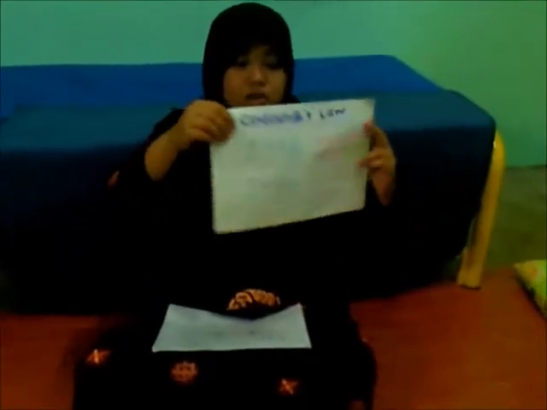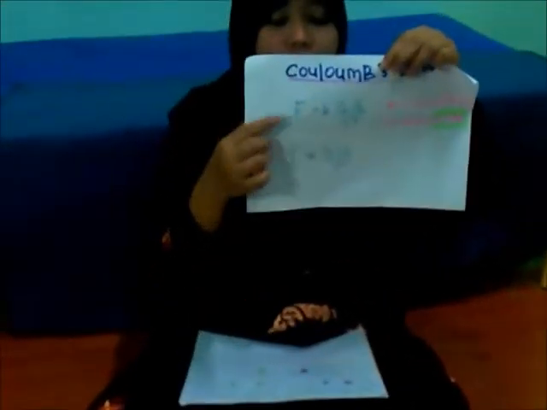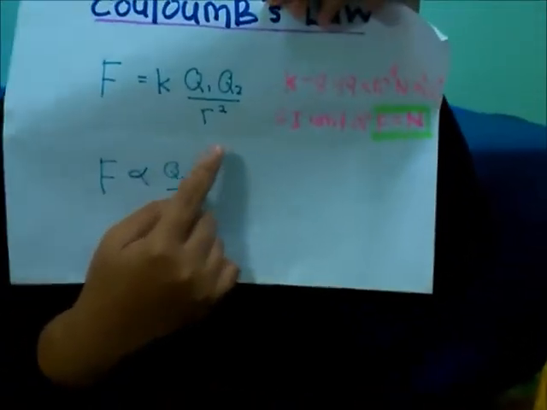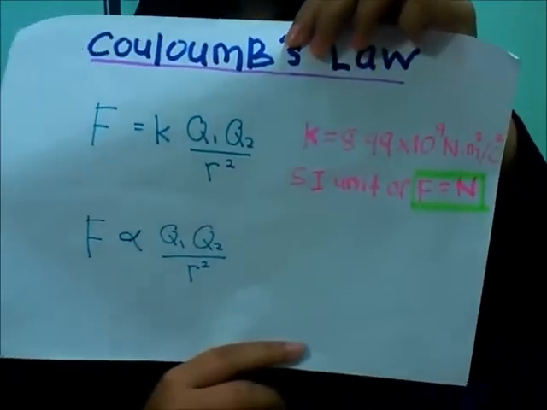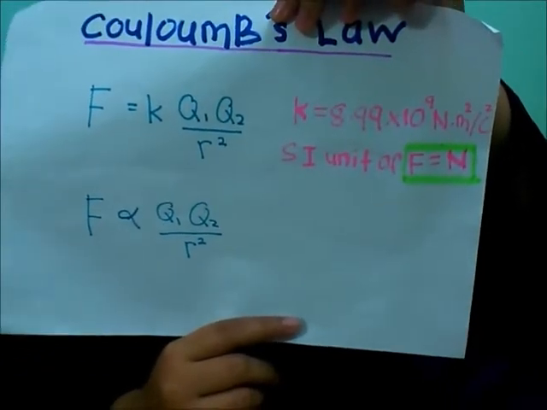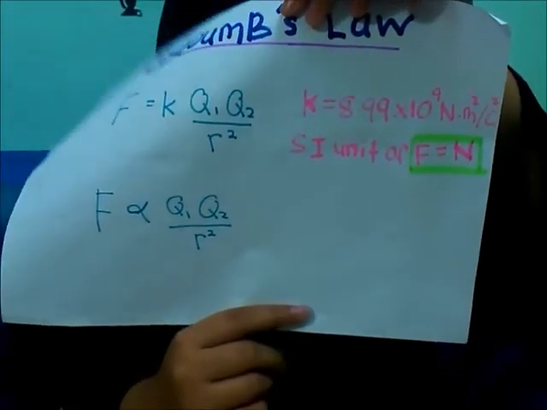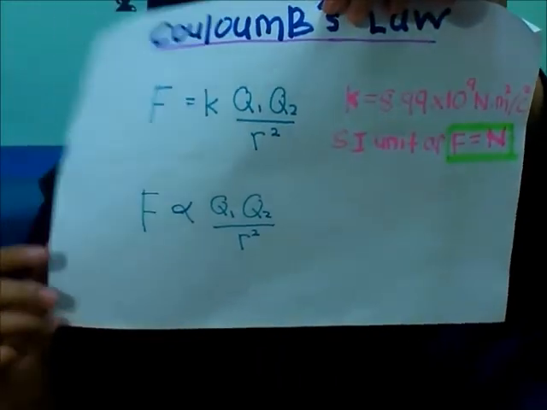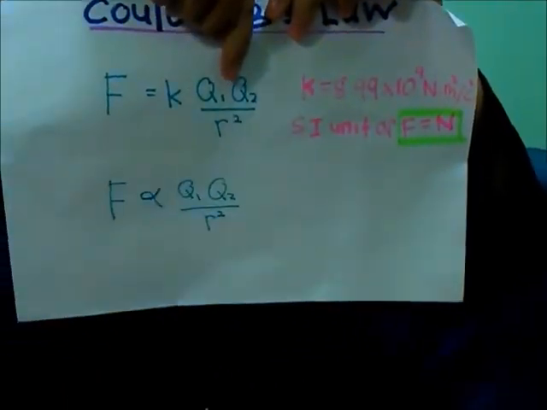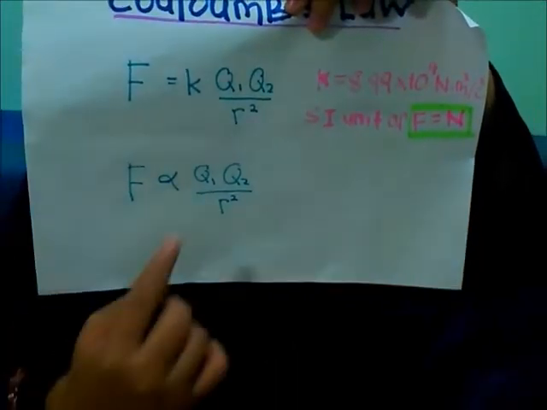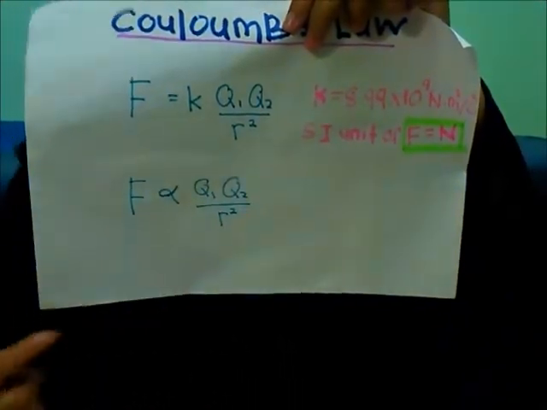This is Coulomb's law. Coulomb's law is F equals K Q1 Q2 over R squared. K is the constant, whose value is 8.99 times 10 to the power of 9 Newton meter squared per Coulomb squared. Q1 is the first charge, Q2 is the second charge, and R squared is the magnitude of the distance between those two charges.